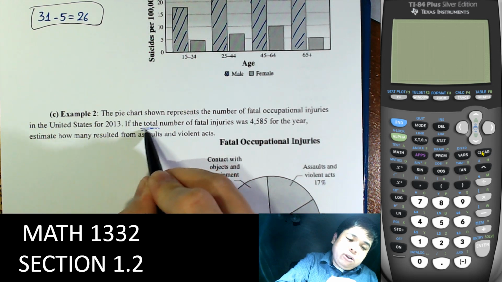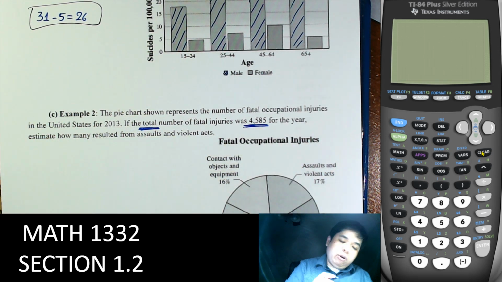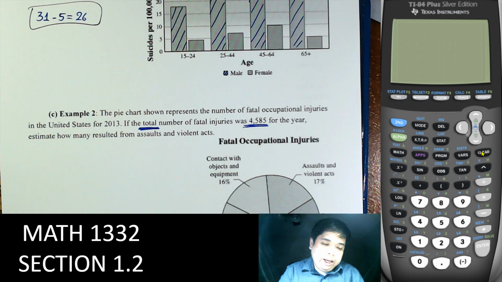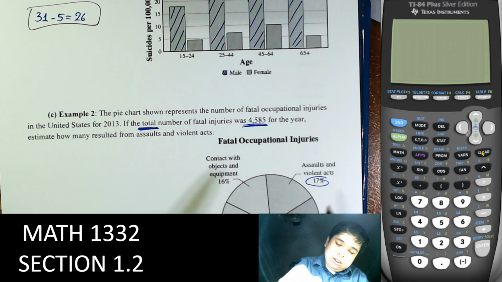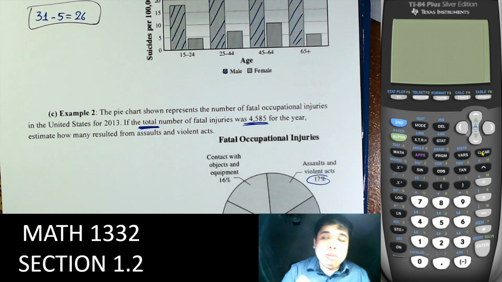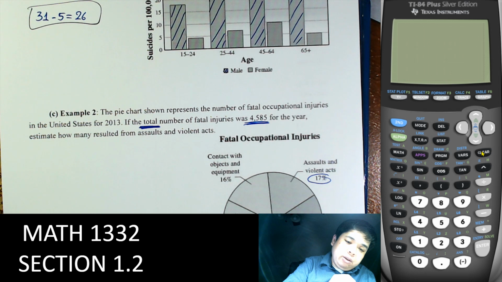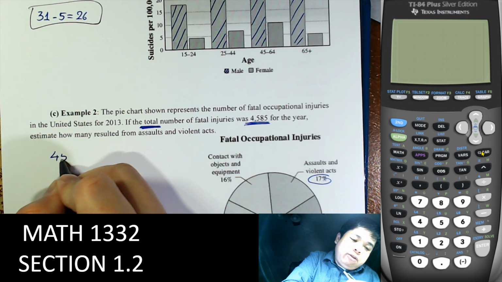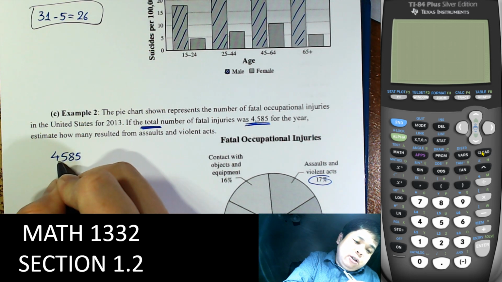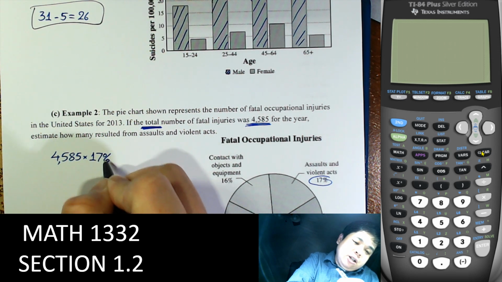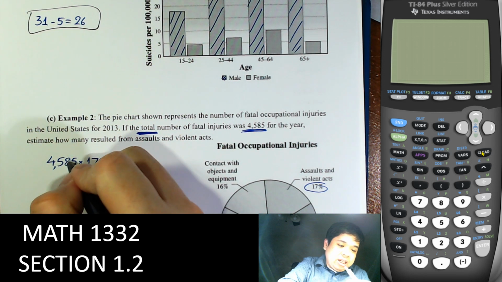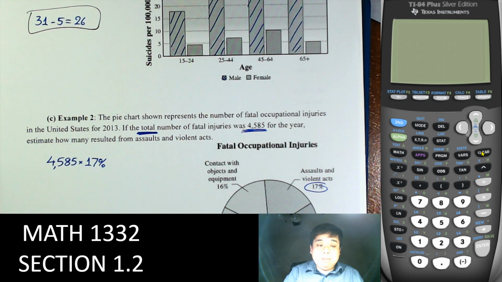The total is 4,585. How many of those result from assaults and violent acts? So if we look at this, we have 17%. The answer is 17%. But since we have the total number, we have 4,585 times 17%. Right. Of course, if we have the calculator, that would be easy. But if we don't, how do we estimate this?